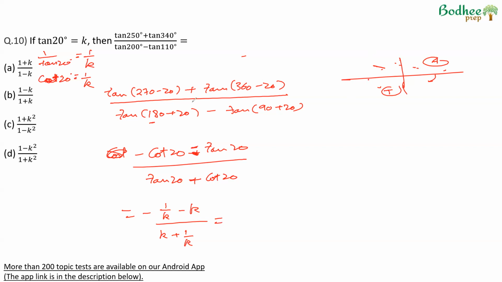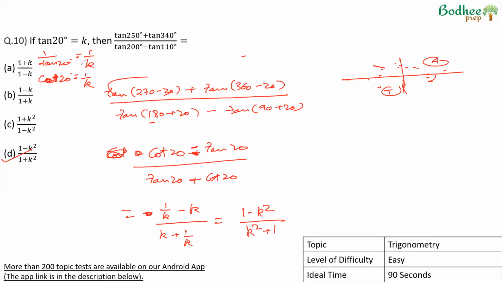There is a mistake that I have done. In this case, 90, 180, 270, this will be in the third quadrant, so this will be positive. Now, the 270 minus 20, third quadrant positive. 360 minus 20, fourth quadrant negative. 180 plus 20, third quadrant positive. 90 plus 20, second quadrant negative. Now it is fine. So 1 minus k square upon k square plus 1. K and k cancel. And therefore option D becomes the answer to this question.